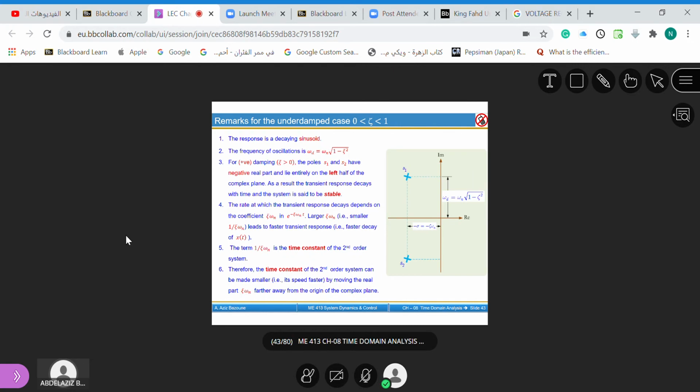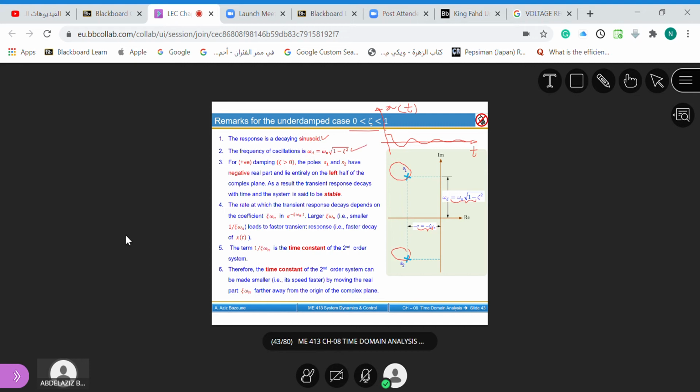A few remarks here. The poles are located here, S1 and S2. The real part is minus zeta omega n. The imaginary part is omega n square root of 1 minus zeta squared. So the response is a decaying sinusoid. With time, it is decaying. So this is t, and this is x of t, when of course zeta is less than 1. The frequency of oscillation is omega d, equal to omega n square root of 1 minus zeta squared.